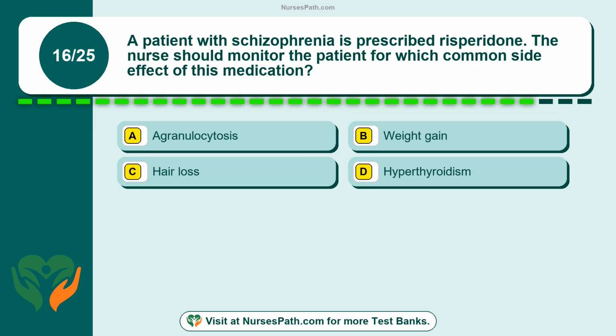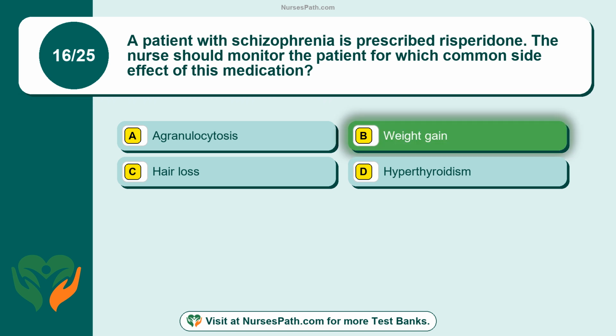Question 16. A patient with schizophrenia is prescribed risperidone. The nurse should monitor the patient for which common side effect of this medication? Option A, granulocytosis. Option B, weight gain. Option C, hair loss. Option D, hyperthyroidism. The correct answer is option B, weight gain.